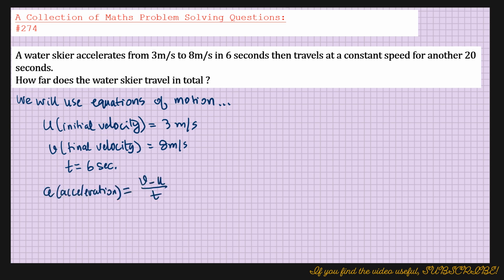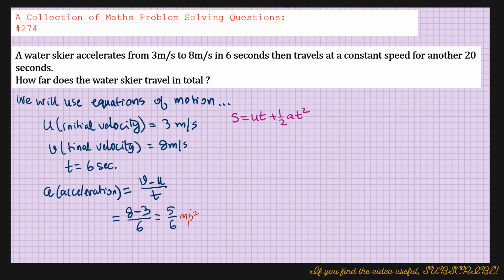And then we work out the acceleration. The acceleration of the skier would be v minus u divided by t, that is 8 minus 3 divided by 6, which gives 5 out of 6. That's the acceleration, and it should be meters per second squared. I forgot the unit here, and in subsequent slides it should also be meters per second squared. So the acceleration is 5 out of 6 meters per second squared.